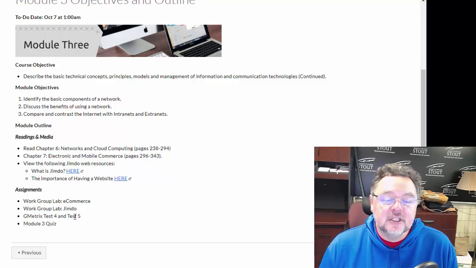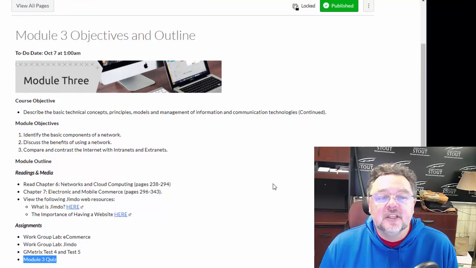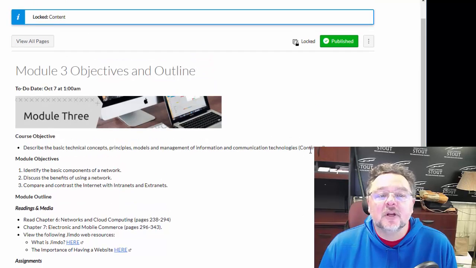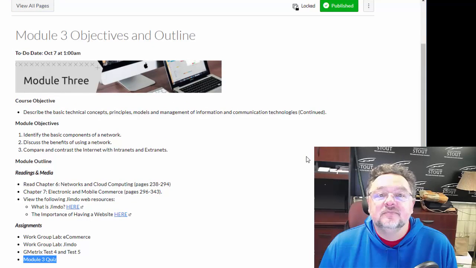Then, of course, we continue with Geometrics Tests 4 and Text 5 and the Module 3 quiz, which will come from the various readings. So that's a broad overview of Module 3, what we're going to be doing, and talk to you later.